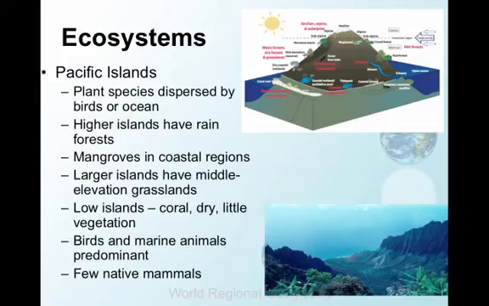Some of the larger islands in the Pacific Islands have middle elevation grasslands. The low islands are typically characterized by having coral. They are dry and they also have little vegetation.